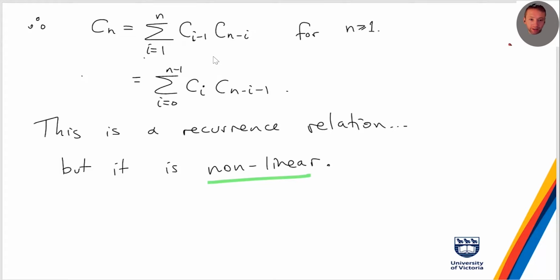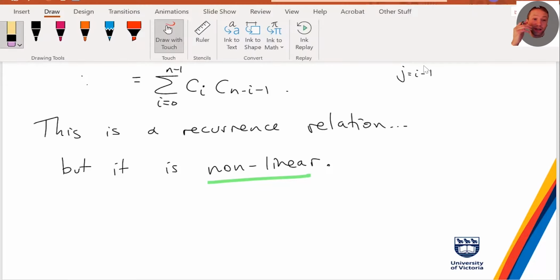And we can think of shifting the indices here. So if I think of i equals 1 here, that says C_0 C_{n-1}. Then I've got C_1 C_{n-2}, right? If I think of starting this sum at 0, then it should be C_i C_{n-i-1}, because it should start at 0 when I put in 1. And anyway, you could do this with a little substitution if you wanted, like j equals i minus 1. So this is a recurrence relation.